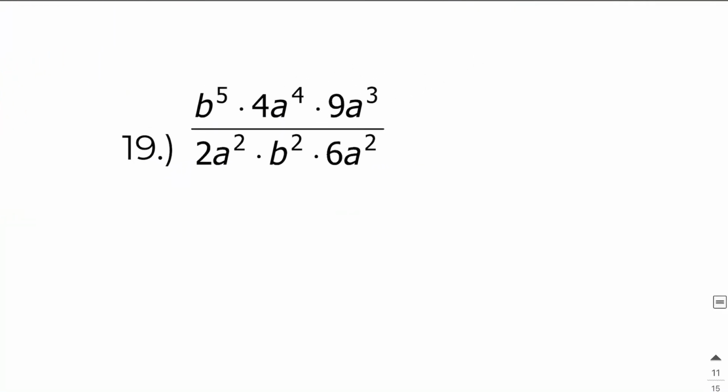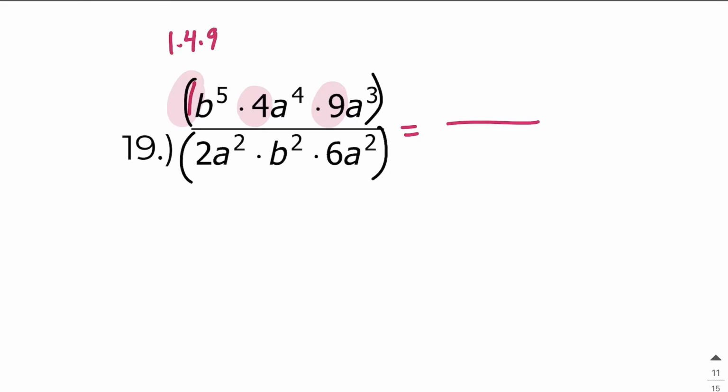All right, same idea with this question right here. So this b that we see right here, this b to the power of 5, it has an invisible coefficient of 1. So if there's no number in front of it, it means that the coefficient there is 1. So same thing, we still want to multiply our coefficients. We've got 1b to the power of 5, 4a to the power of 4, 9a to the power of 3. So when I multiply my coefficients, 1 times 4 is 4, 4 times 9 is 36.